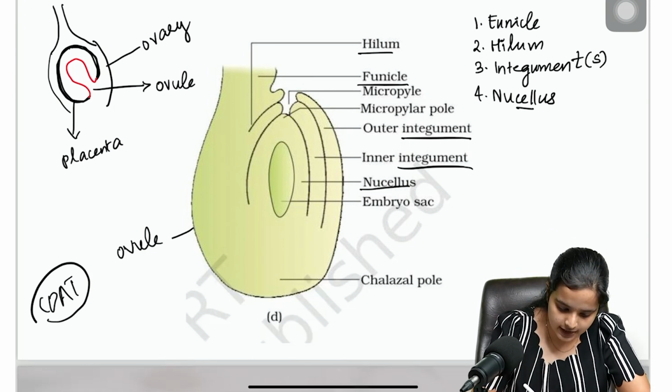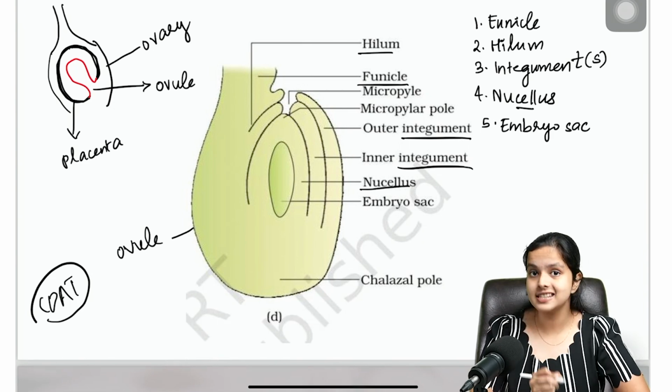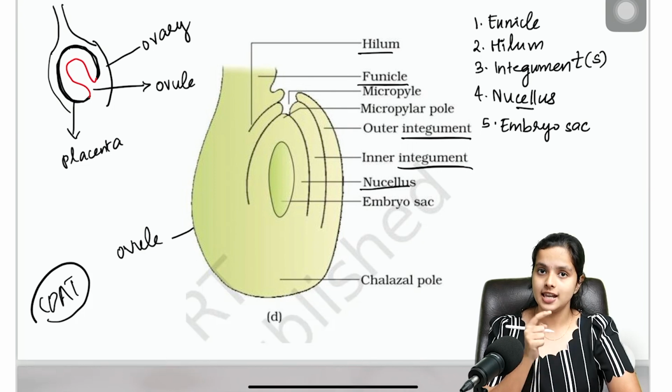Now moving on, you have the last part, the embryo sac. The embryo sac lies inside the ovule, after the nucellus.